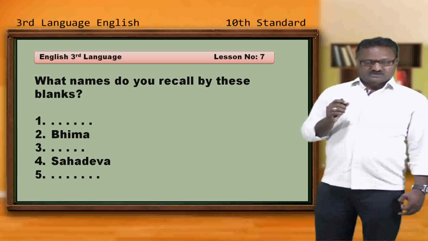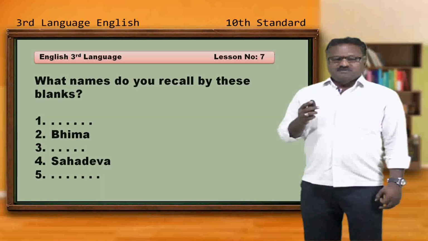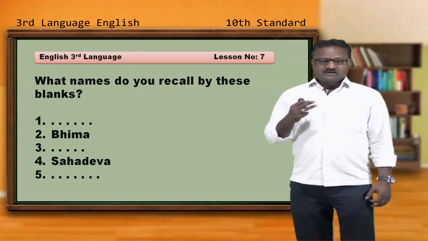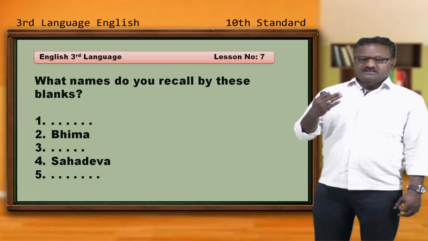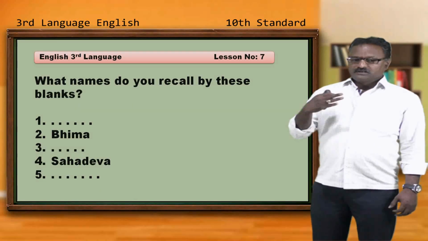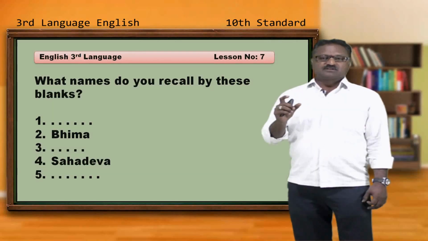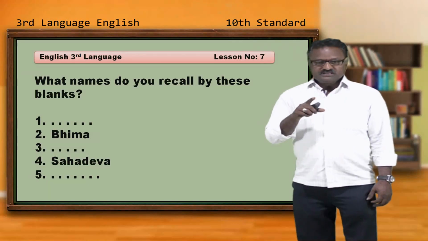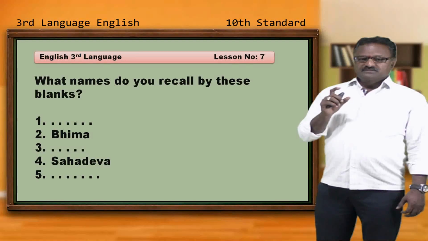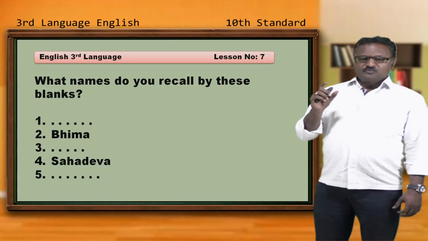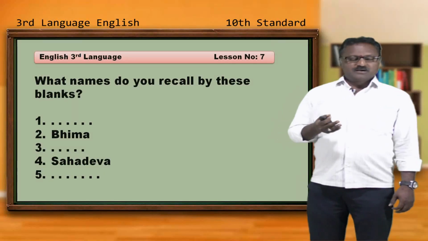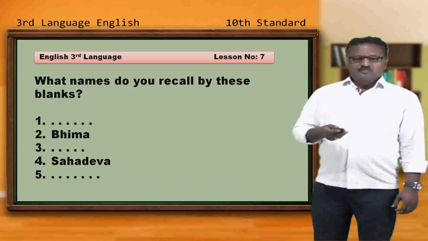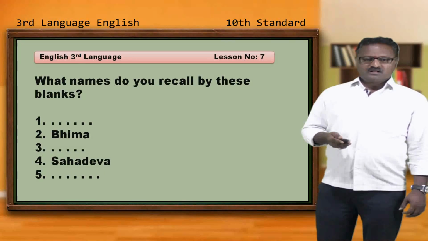Can you remember the first one? First one maybe what? Then the third one. This third one belongs to the younger brother of Bhima, and the last one is the youngest brother of the Pandavas. So these 5 names belong to the 5 Pandava brothers, the main characters in the Mahabharata story. Now we shall verify your answers.